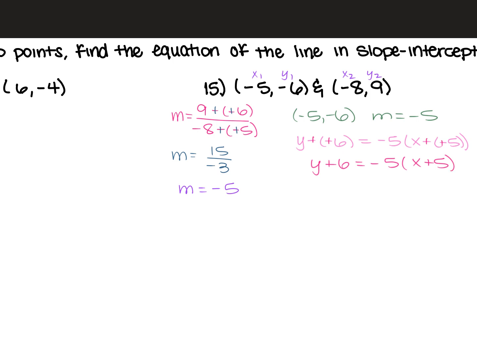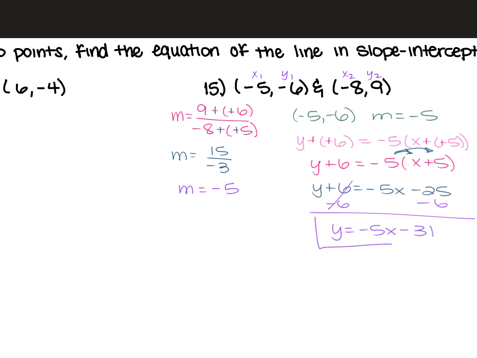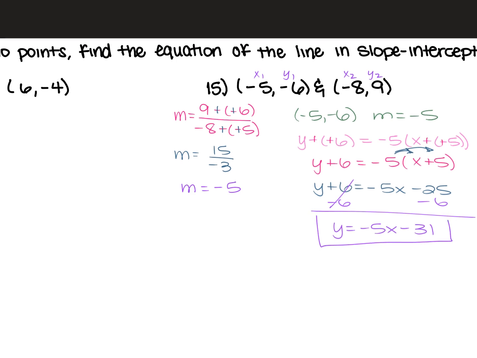We're going to distribute that negative 5 into the parentheses to give us y plus 6 is equal to negative 5x minus 25. We move the 6 over by subtracting it from both sides, and that's y is equal to negative 5x minus 31. That is the equation in slope-intercept form, so that is your answer.